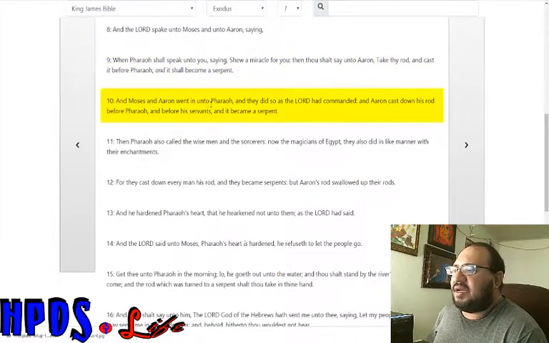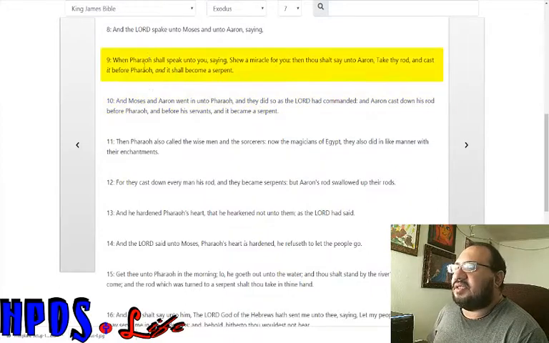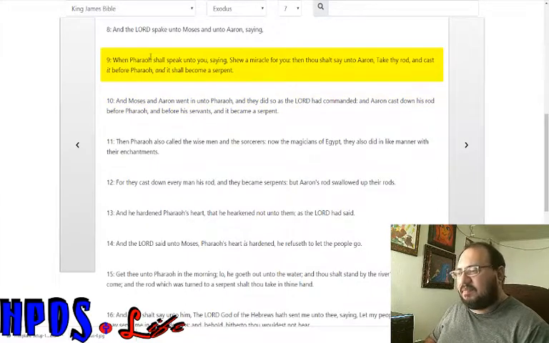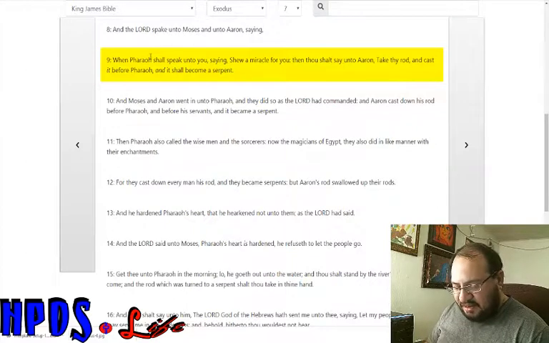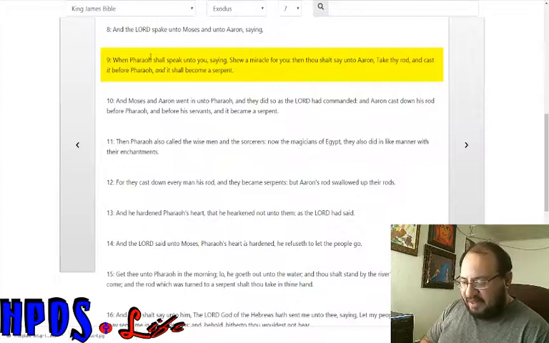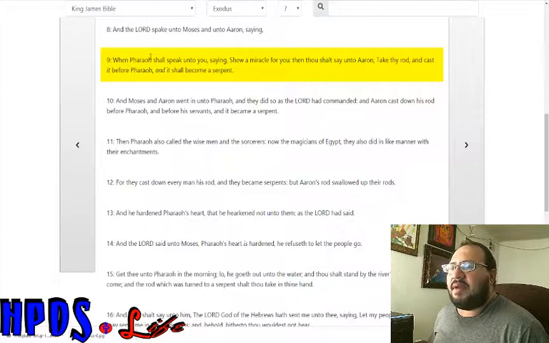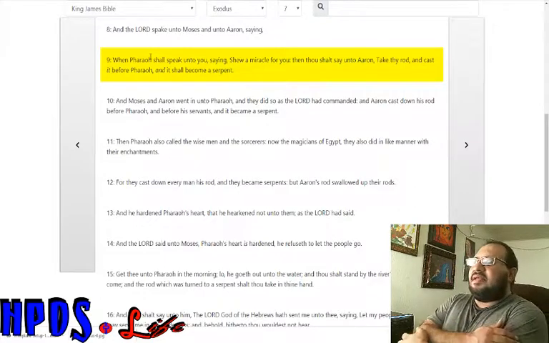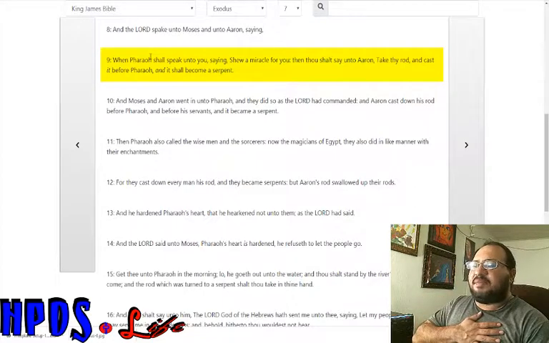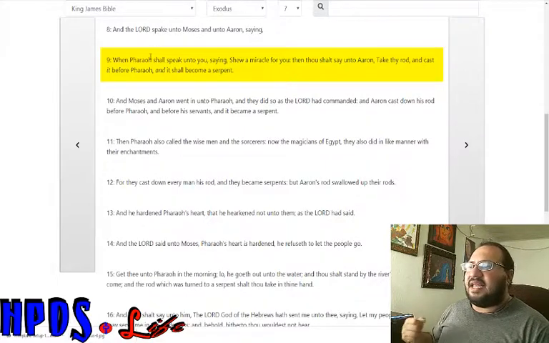"And Moses and Aaron went in unto Pharaoh, and they did so as the Lord had commanded. And Aaron cast down his rod before Pharaoh and before his servants, and it became a serpent." So this is just like what had happened back in chapter 4. They were given the miracles back in chapter 4. And remember, Moses stuck his hand in his breast and it came out leprous. And then he also threw his rod on the ground and it became a serpent.